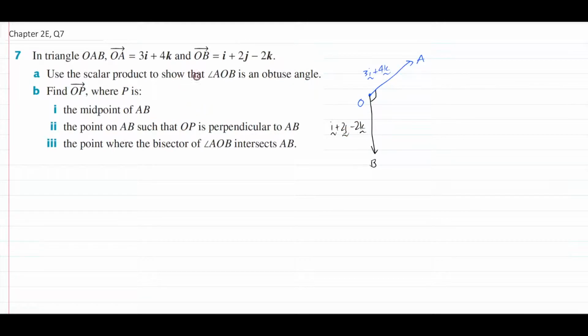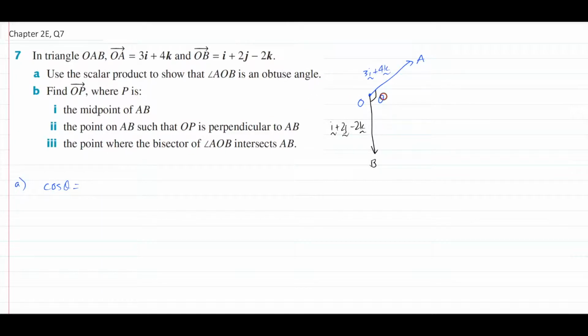Okay, so we've got a diagram. That's good. Let's start solving the question. Part A says use a scalar product to show that angle AOB is an obtuse angle. So that is saying that this angle right here, I'll call it theta, is bigger than 90 degrees. Well, we've got a formula for vectors that allows us to find theta, right? And that formula, I'll do part A at the bottom, is cos theta equals the dot product of two vectors, divided by its magnitudes, right?